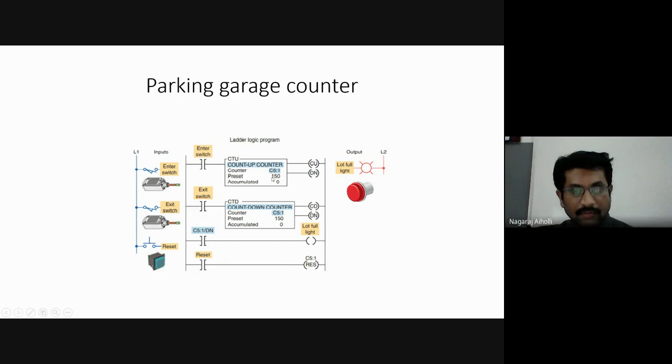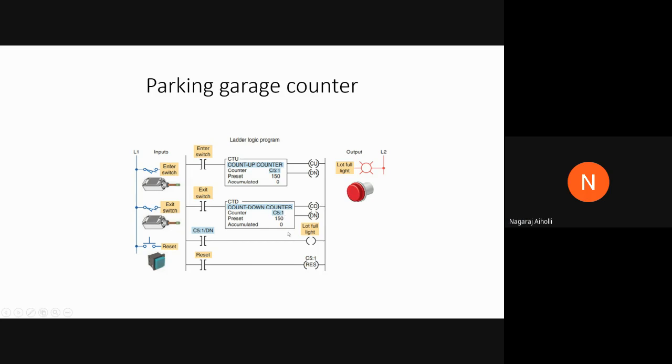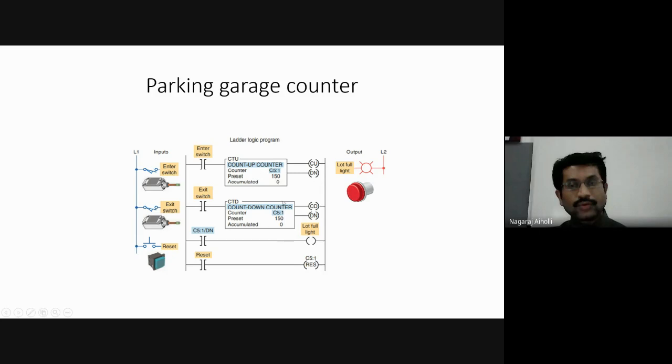Now it is 4. So let us say one car moves out. It exits from the garage space. The count will go from 4 to 3. 4 minus 1, 3. Yes. So it will become 3 in both. In the up counter the accumulated value is 3, and in the down counter also the accumulated value is 3.